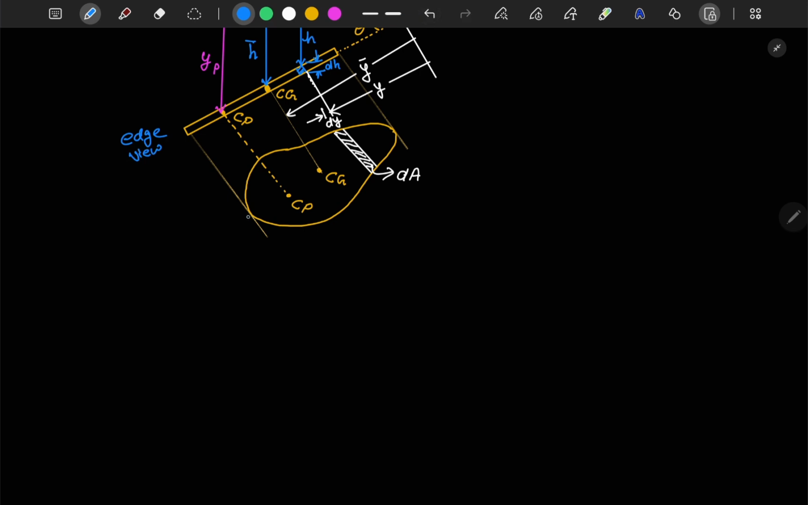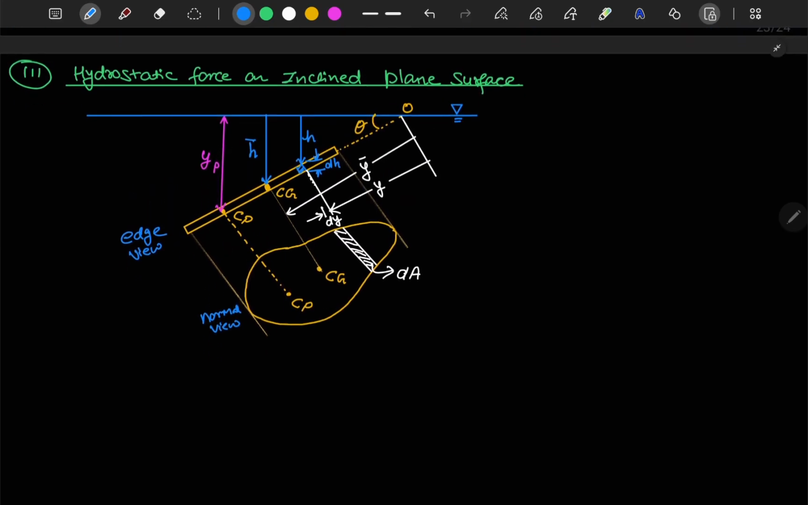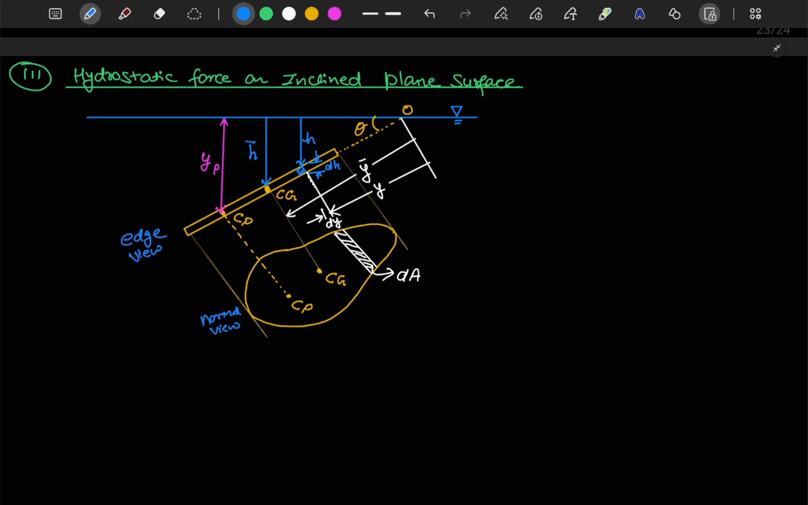Okay, and this view is your normal view of the blade. Now if I want to calculate the hydrostatic force acting on this body and the center of pressure distance from the free surface on this body, for that first let's find the relation between y bar and h bar.